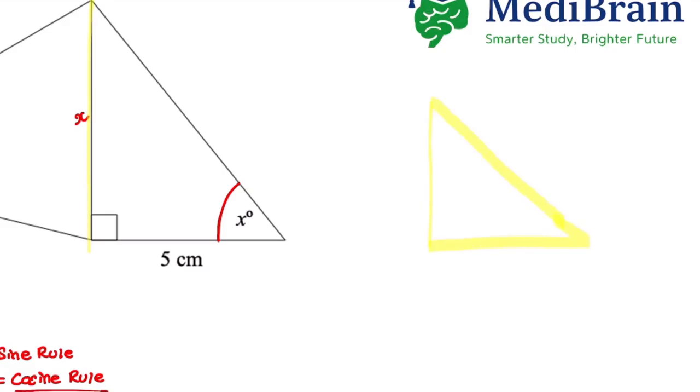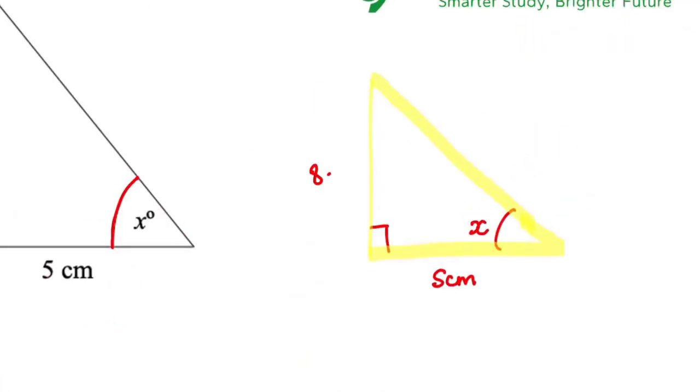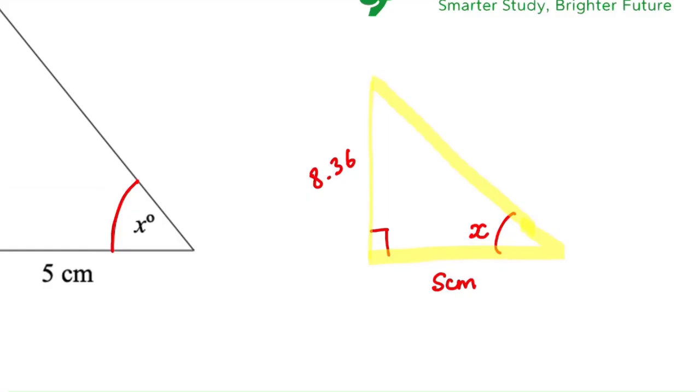Okay, this second triangle I've drawn out there. What we're going to do, we know that this is x over here. We know that this is 5 centimeters. We know that's a right angle. And we know the length of this side that we've just worked out. It's 8.36 to 2 decimal places. Now, once we know this, it's a right angle triangle.